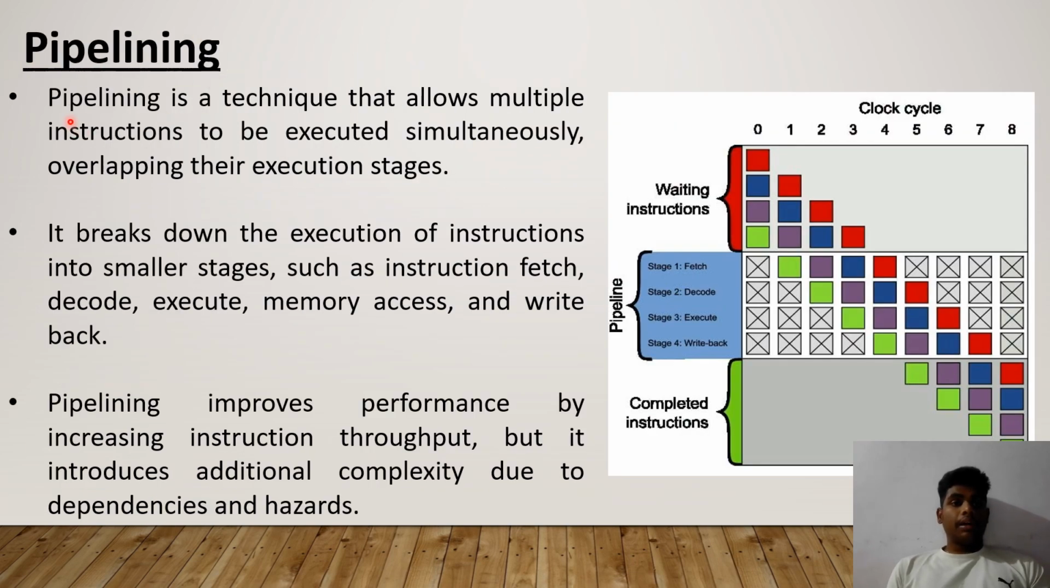Pipelining. Pipelining is a technique that allows multiple instructions to be executed simultaneously, overlapping their execution stages. It breaks down the execution of instructions into smaller stages, such as instruction fetch, decode, execute, memory access, and write back. Pipelining improves performance by increasing the instruction throughput, but it introduces additional complexity due to dependencies and hazards.